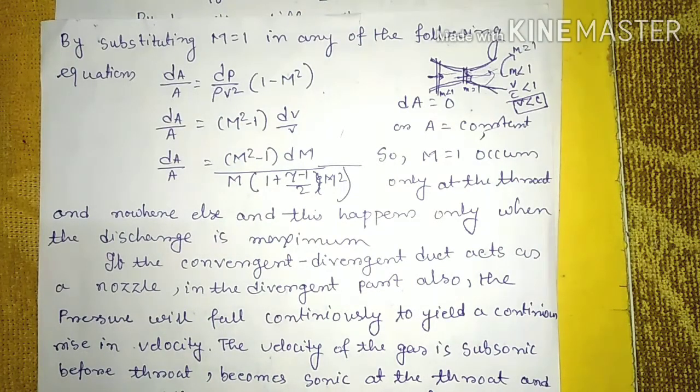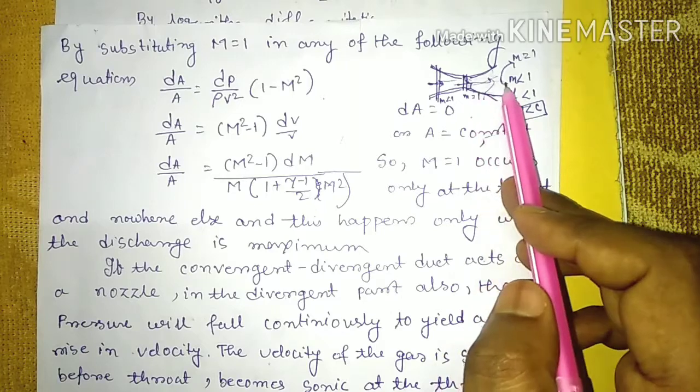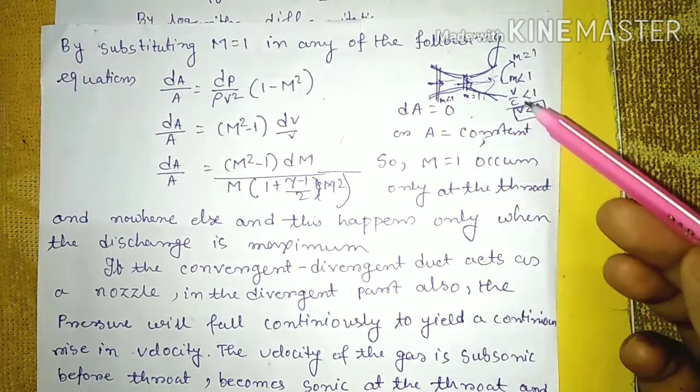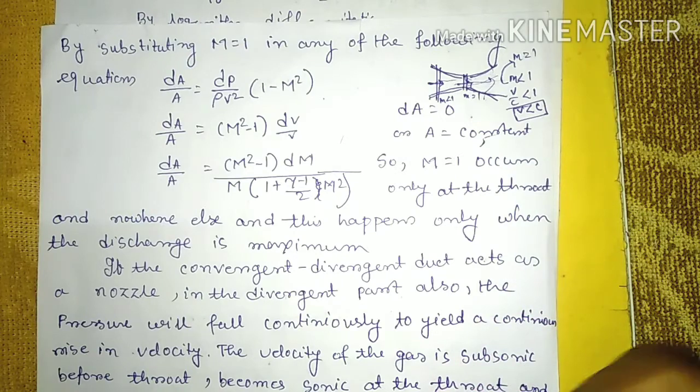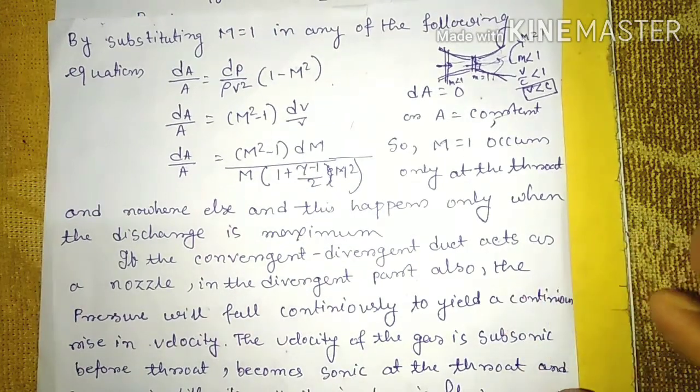Basically, the velocity of the gas is subsonic before the throat, becomes sonic at the throat, and then becomes supersonic as it expands in isentropic flow, because when the fluid passes through the divergent channel, the velocity increases. If the velocity increases so that it goes beyond the value of C, the sonic velocity, then the fluid velocity is called supersonic velocity. So in this case it is possible.